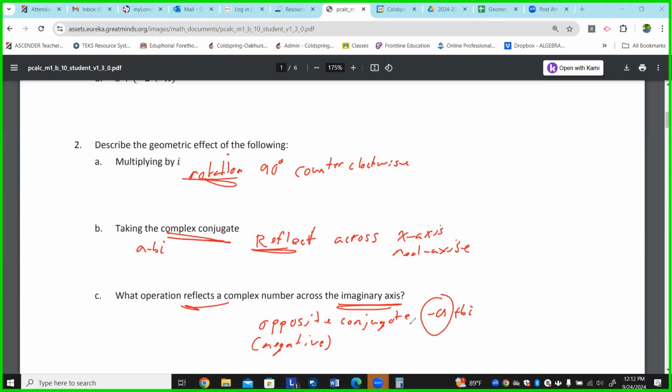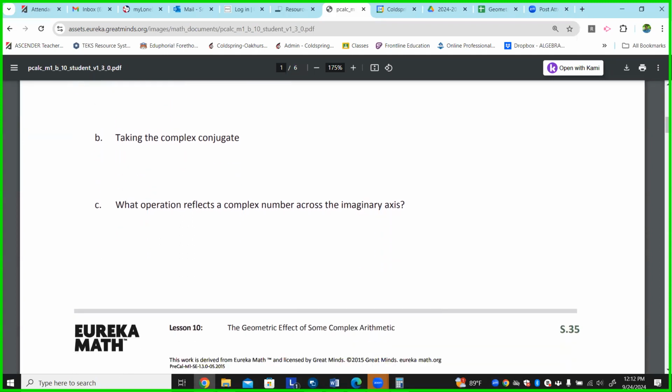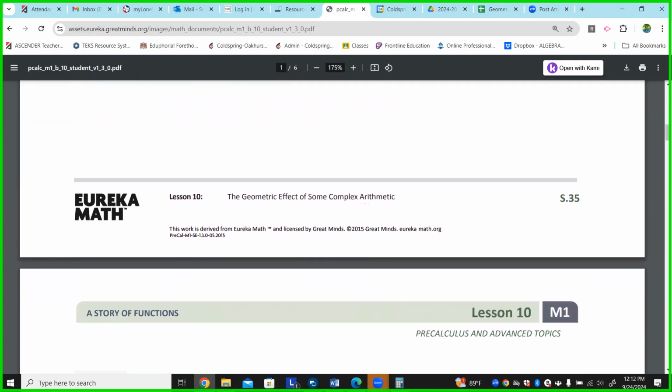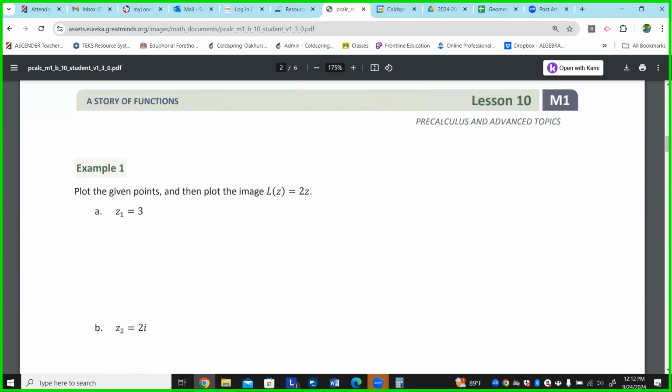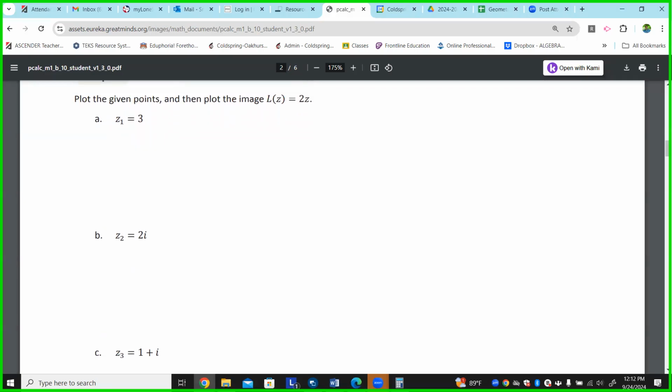All right. So now I want y'all to go into example 1, and we're going to do this one together. So we're still in our workbooks. And we're going to talk about today how to multiply, or what multiplying does to the complex number. So we're going to start here. We're going to do some investigation. It tells me we're going to plot the given points.